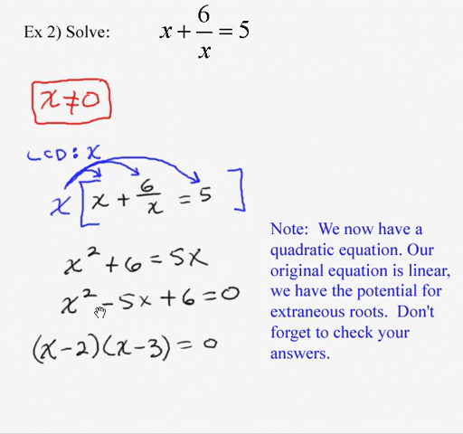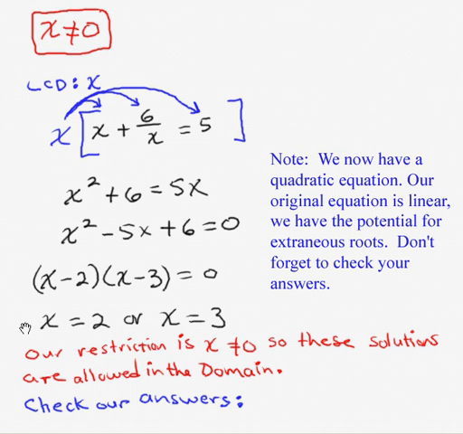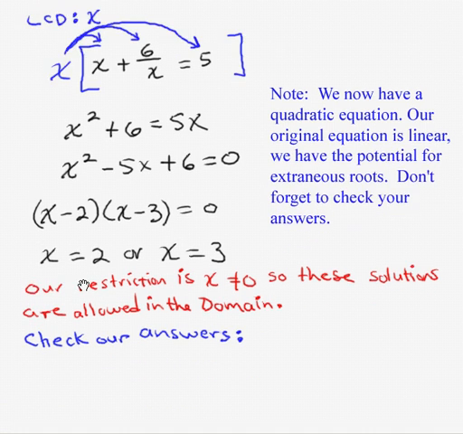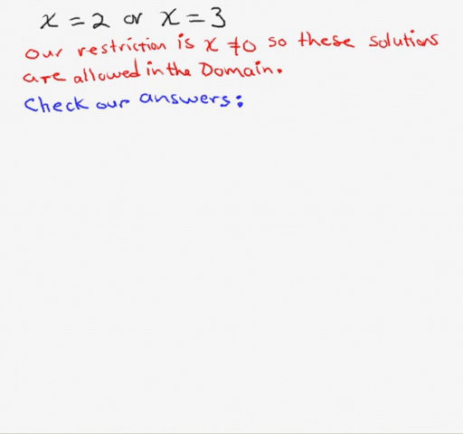All right, let's factor this by trial and error, by FOIL backwards, I'm sorry. And that factors to x minus 2 times x minus 3. Zero product property says set each factor equal to 0 and solve. So x equals 2, x equals 3. I check my answers against my restrictions. No problem with that. But before I think that those are my solutions, I must check my answer, as today's lesson says, to see if it really works out or not.